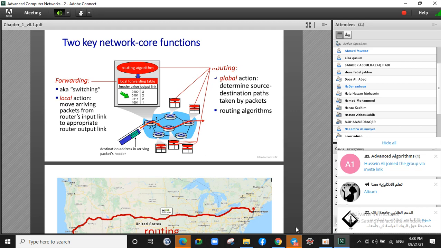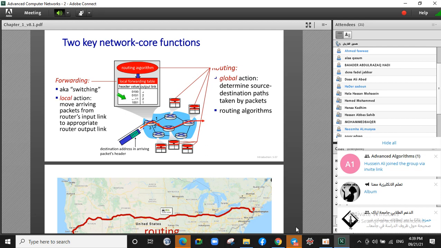There is a small difference between forwarding table and routing table. Forwarding table is a subset of a routing table. But here in this course we do not care about these differences. You can use forwarding table or routing table instead of each other. So we apply a routing algorithm to create or to complete our forwarding table or routing table.